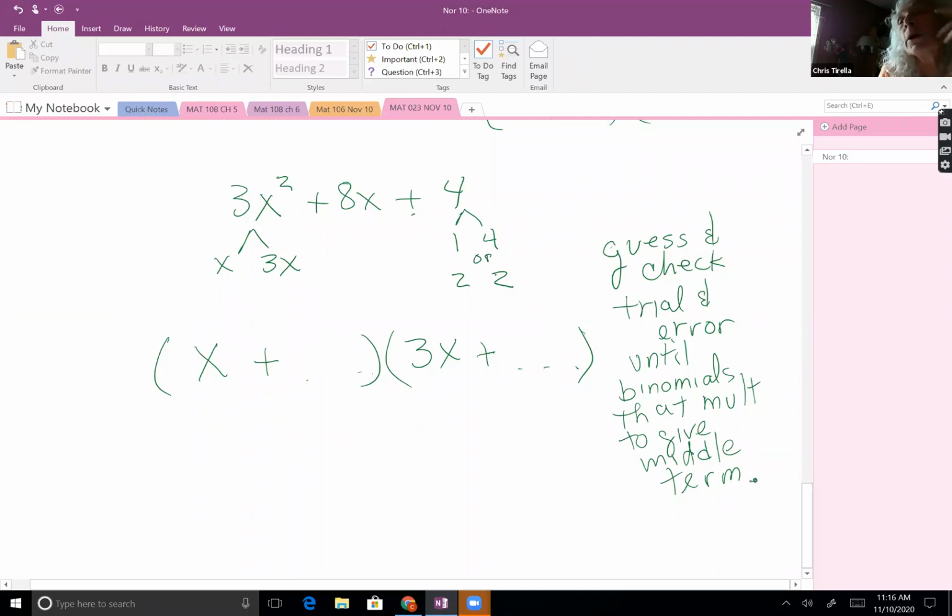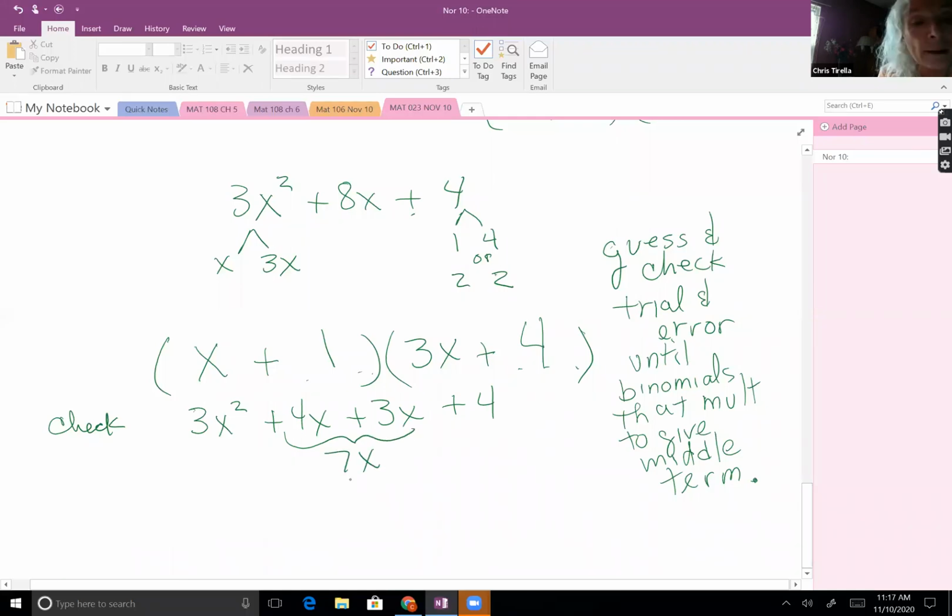So, what do you want to try first? The 1 and 4 or the 2 and 2? Should we try the 1 and 4? If I put 1 here and 4 here, when I check, first 3x squared, outer plus 4x, inner plus 3x, last plus 4. And do you notice that gives me 7x? And I want 8x. So it's close, but no cigar.